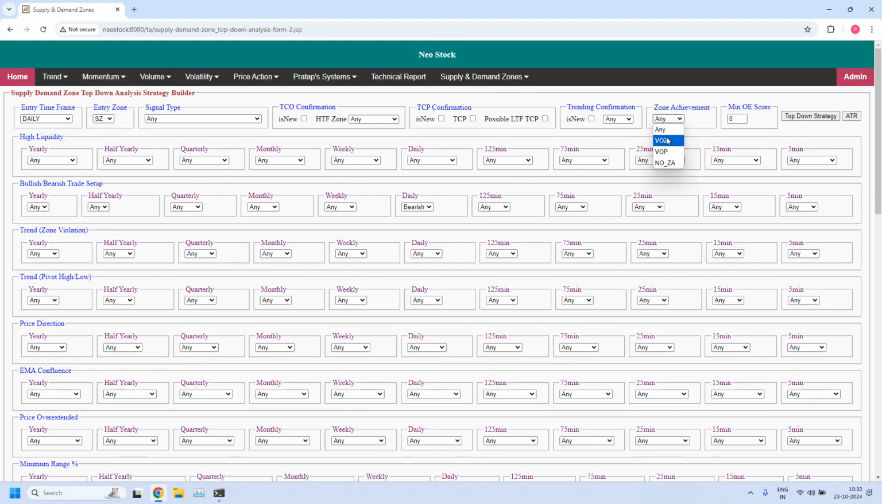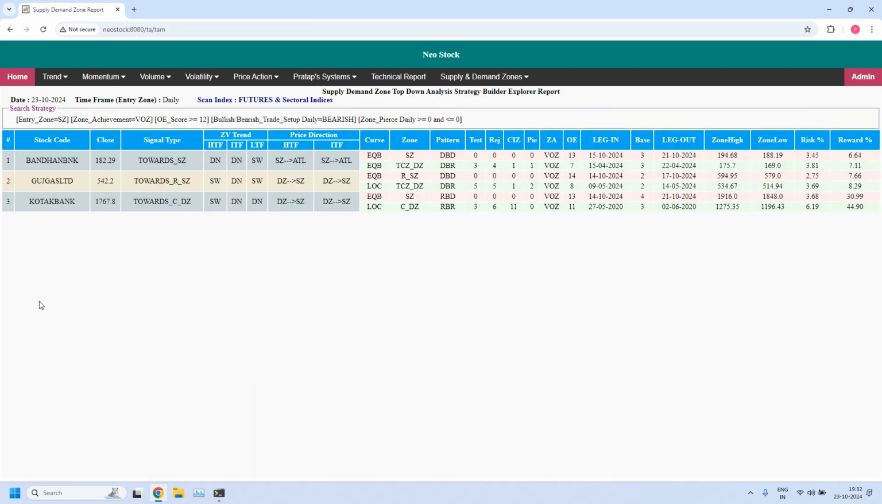Zone achievement violated, opposing zone, minimum odds and hands score 12. All the 3 filters are applied to daily supply zone. Let's verify. We got 3 stocks. Currently these 3 stocks are supporting bearish trade setup for monthly income trade, that is entry time frame daily. Now let's verify whether these daily zones are having high probability setups or supported values.